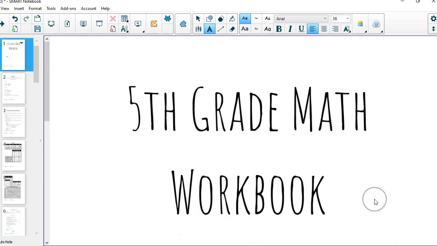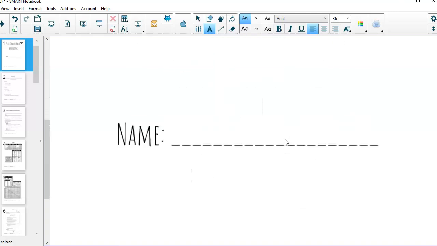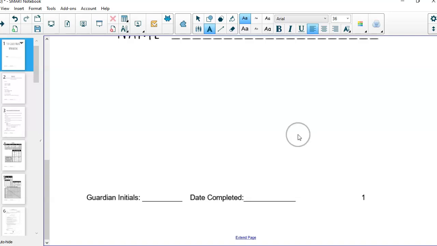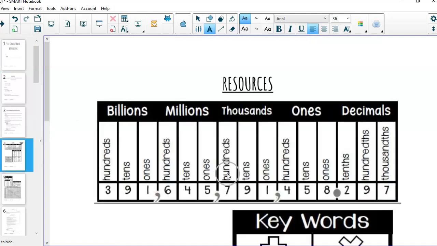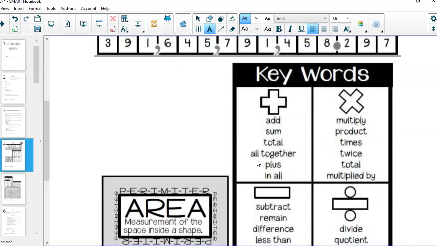You should have received in the mail your packet that you're going to be using to work from. So it looks like this. It's your fifth grade math workbook packet, and it has a couple weeks worth of assignments that we're going to be working through together. On the fourth and fifth pages, you have 2 pages of resources.